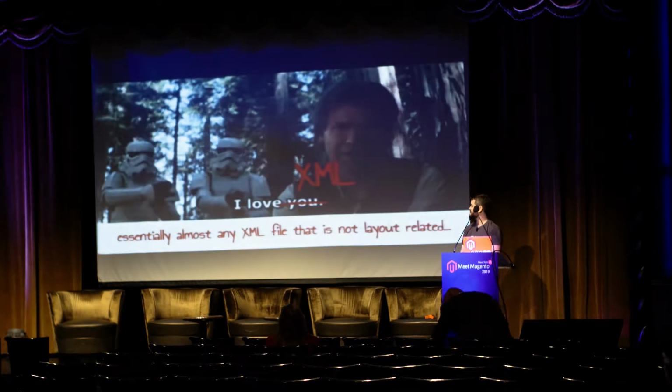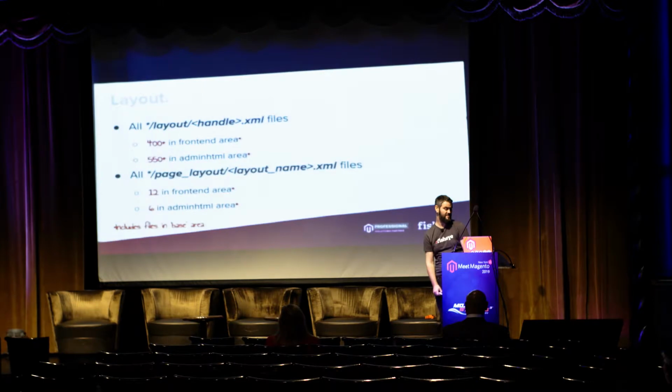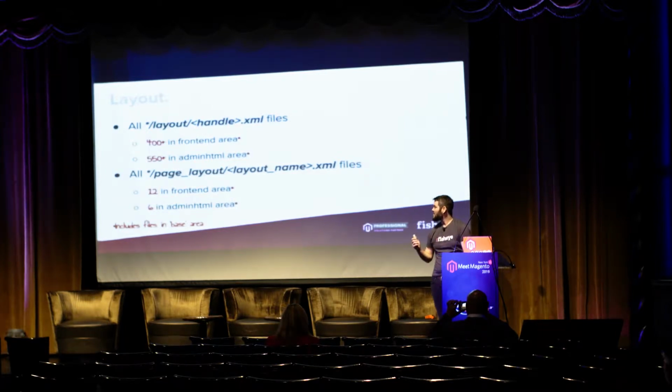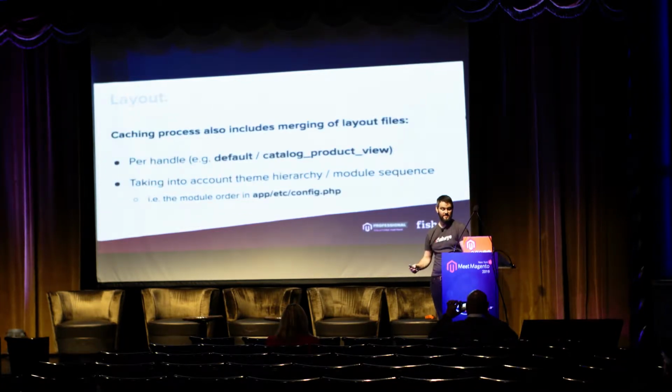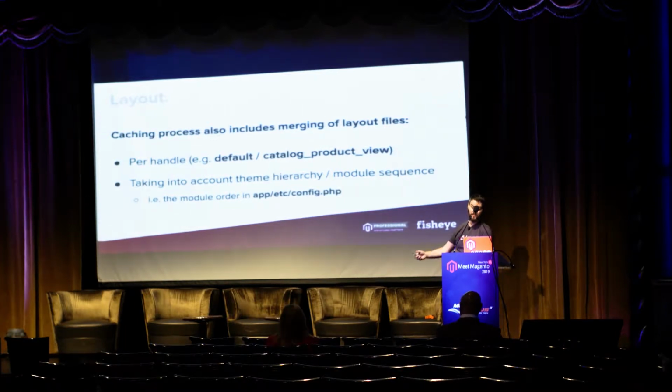The only real exception is layout XML, which segues nicely into layout cache. So there are nearly 1,000 layout files in Magento 2 across the admin and the front end. And as part of the caching process, it's not just collating all the files, but it's working out what data is to be shown on what handles and things like the theme and module order, so hierarchy as well.